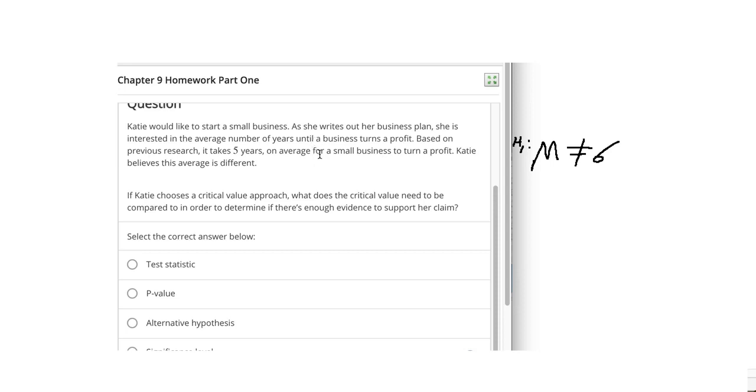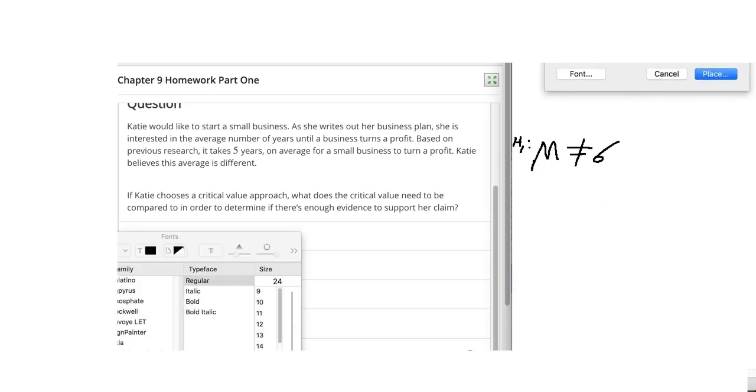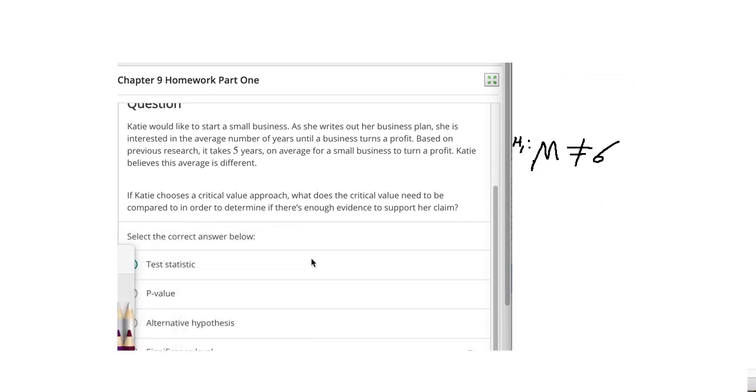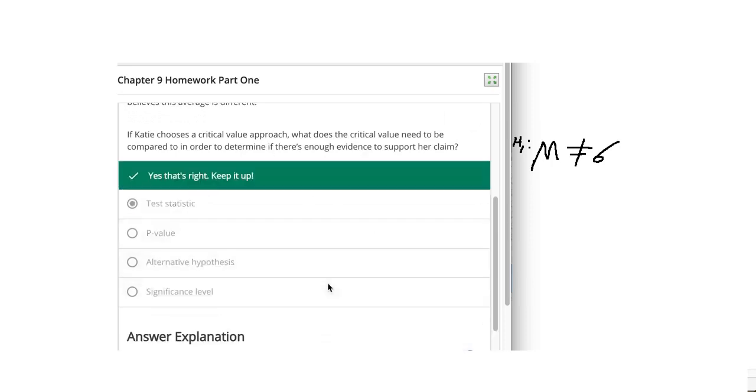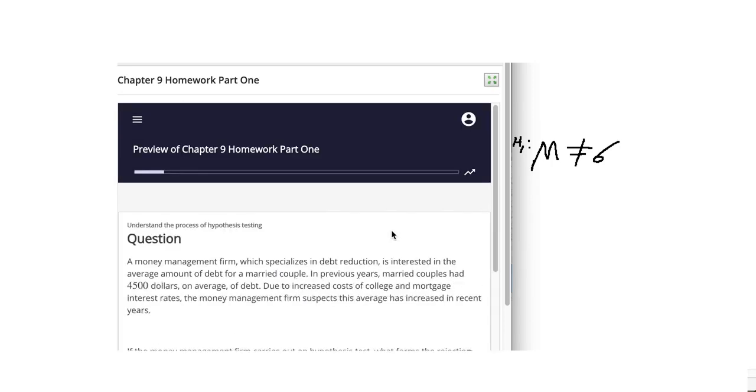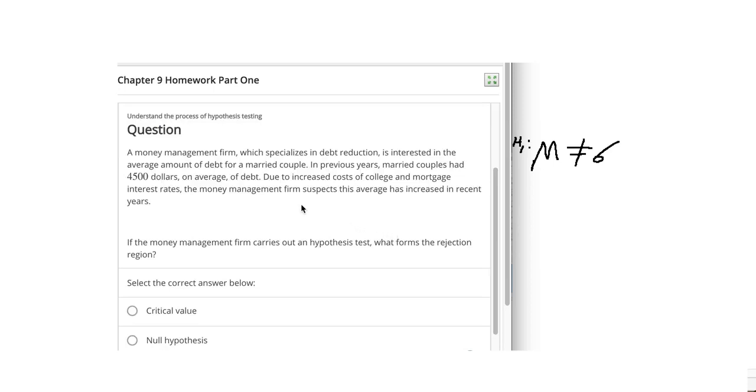So if Katie chooses a critical value approach, what does the critical value need to be compared to in order to determine if there's enough evidence to support her claim? Wait a second. This is just like what we did before. You compare the critical value to the test statistic. If the test statistic is bigger than the critical value, or smaller, depending on whether it's negative, you reject the null hypothesis. So it's the same type of question: compare a test statistic to a critical value. Okay, hopefully this one's different.